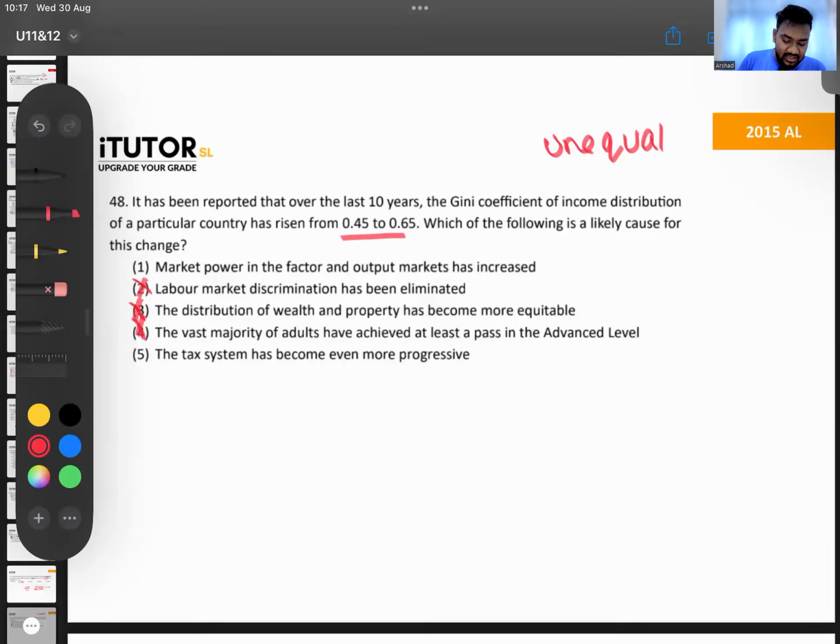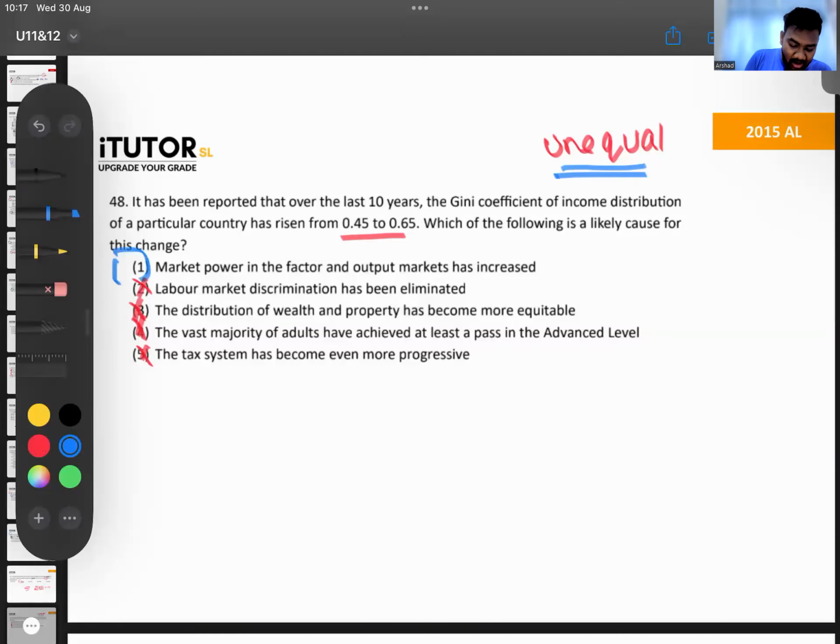Number 5, the tax system has become more progressive. If the tax system becomes progressive, it means you charge high taxes from the rich people. So then also, don't you think the income inequality would have fallen? If the tax system became more progressive, you charge bigger taxes from the rich people. It would have, right? So which one of your answers causes income to become more unequal?